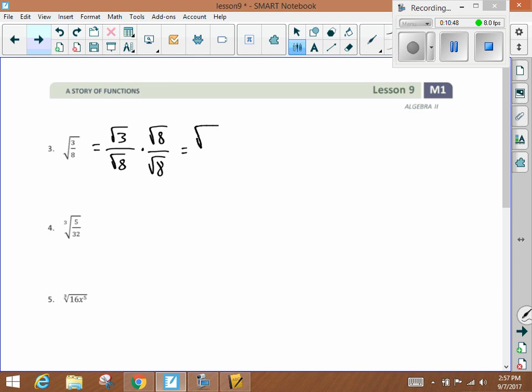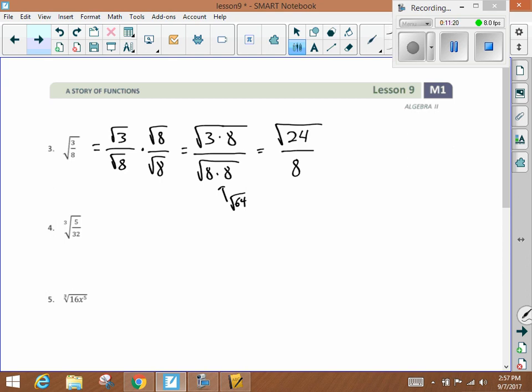I have the square root of 3 times 8 here, right? And then over here I have the square root of 8 times 8. But hey, isn't that the same thing as the square root of 64? It is! So then I'll call this the square root of 24 divided by 8. And that's again because this is the same thing as the square root of 64, which is 8.